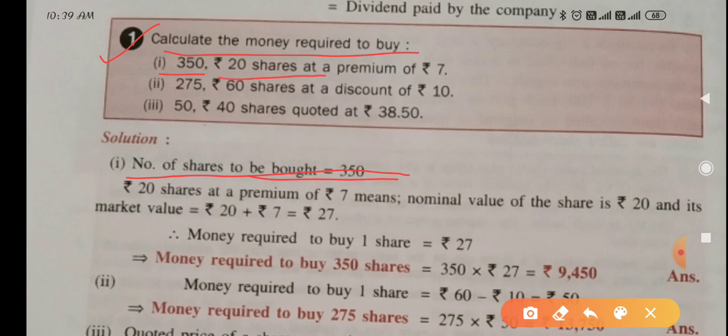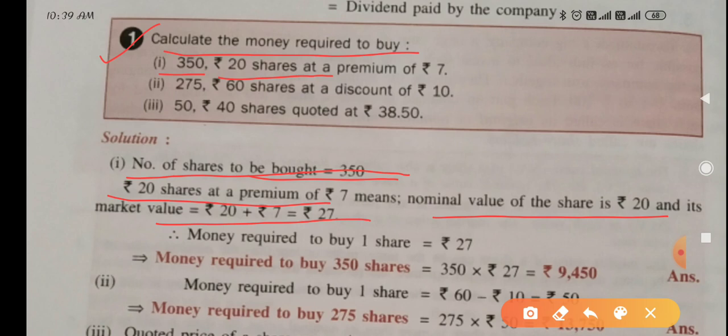Next, rupees 20 shares at a premium of 7. Rupees 20 share means the cost of one share is 20 rupees, but it is at a premium of 7 rupees. From the side of the company it is 20 rupees, but you are purchasing it at 7 rupees more than the nominal value. So nominal value is 20 rupees and you are giving 7 rupees extra, so market value is 27 rupees.